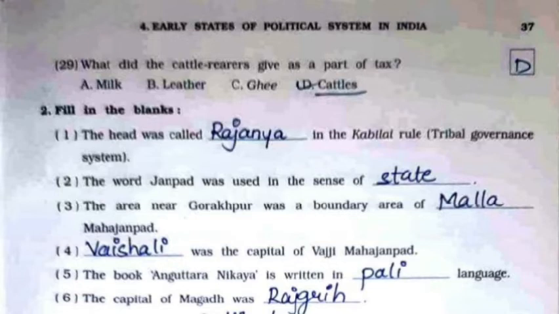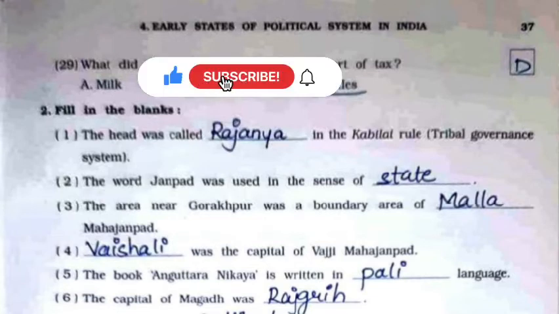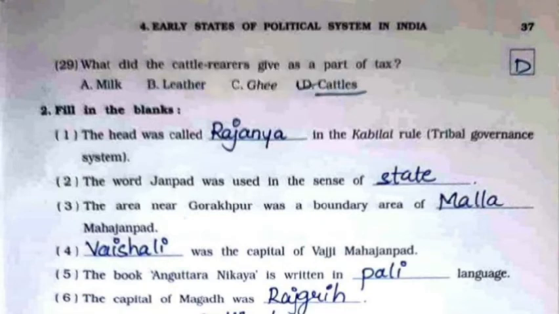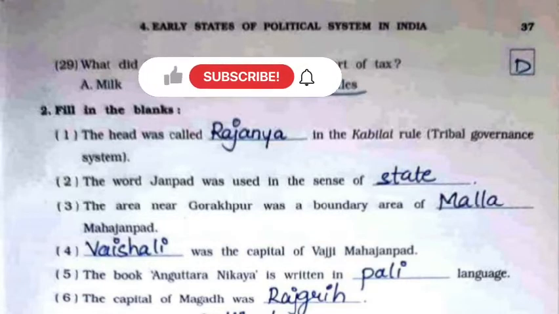Now we'll continue with question number 2, that is fill in the blanks. First one, the head was called Rajanya in the Kabilai rule, that is tribal governance system. Second, the word Janpad was used in the sense of state. Third, the area near Gorakhpur was a boundary area of Malla Mahajanpada.